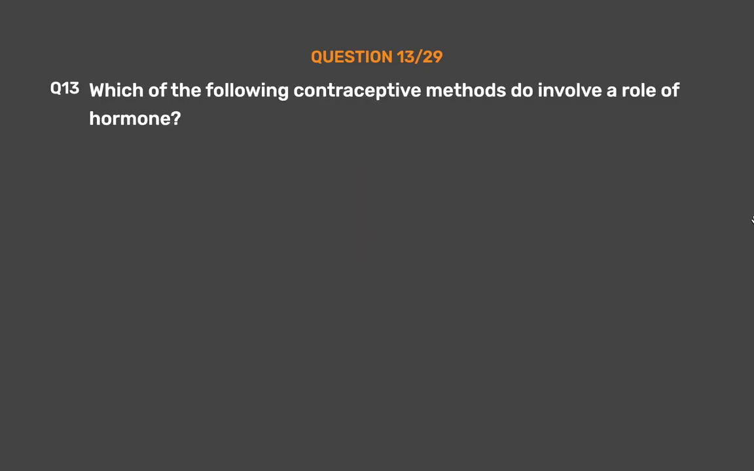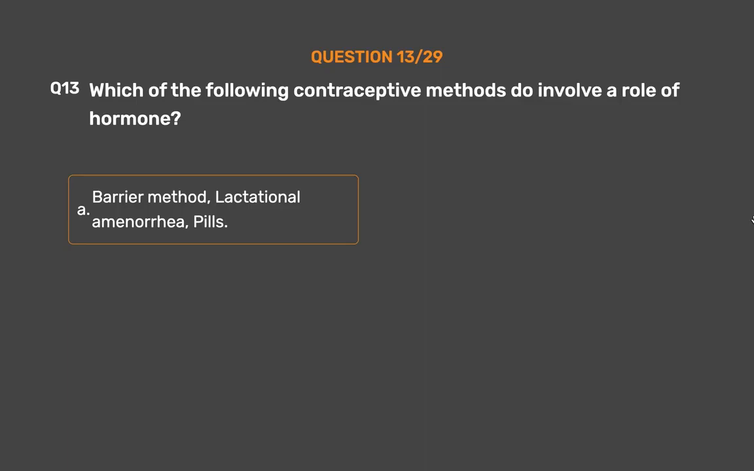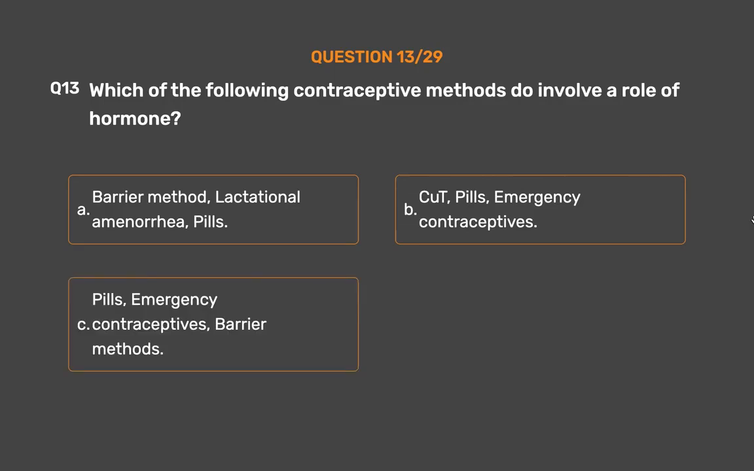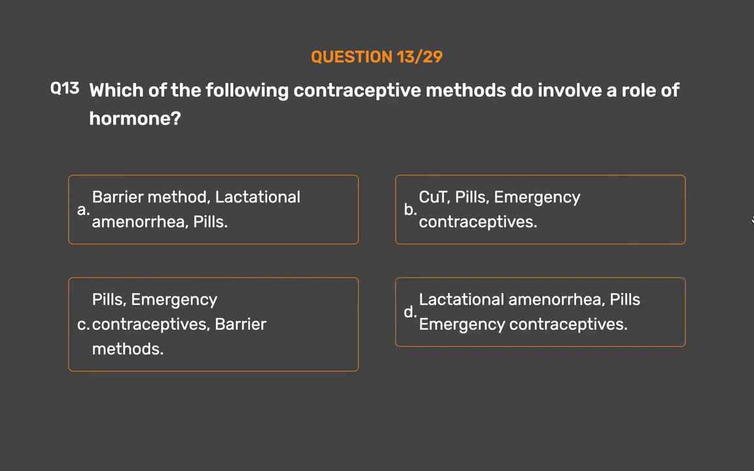Question number 13. Which of the following contraceptive methods do involve a role of hormone? Option A. Barrier method, lactational amenorrhea, pills. Option B. CuT, pills, emergency contraceptives. Option C. Pills, emergency contraceptives, barrier methods. Option D. Lactational amenorrhea, pills, emergency contraceptives. The correct answer is Option D.